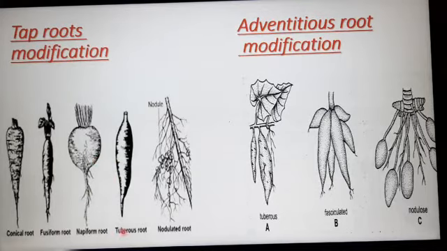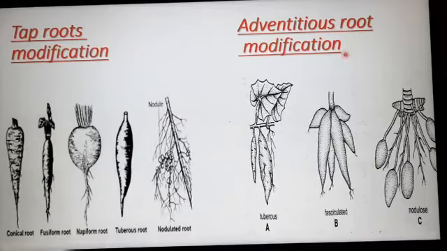Then you can see here tuberous root, thick and fleshy roots without any particular shape. Example: Mirabilis. Okay, nodulated root, nodules are present in them. Here you can see the nodules present in the root. This is taproot modification for storage of food.